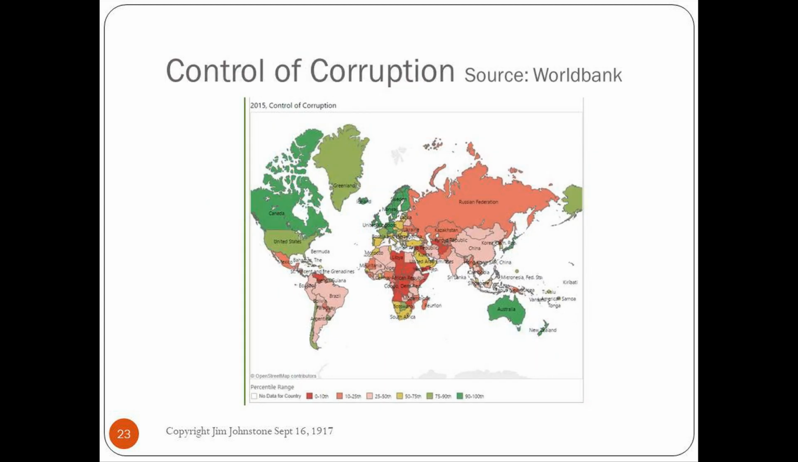You want to see how honest each country is? This is the control of corruption. Source is the World Bank. And again, they have already ranked each country for us by color in terms of how corrupt they are. Green being less corrupt, red being more corrupt. You can use this to assess the risk of doing business in any particular country in the world. And again, just put it into a high, medium, low kind of a scenario.